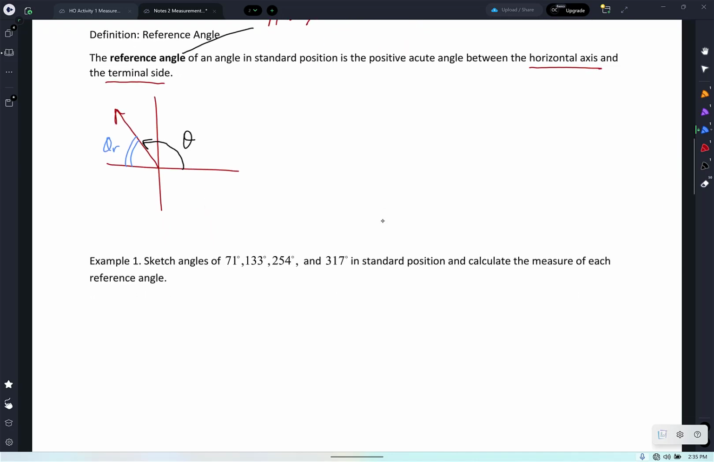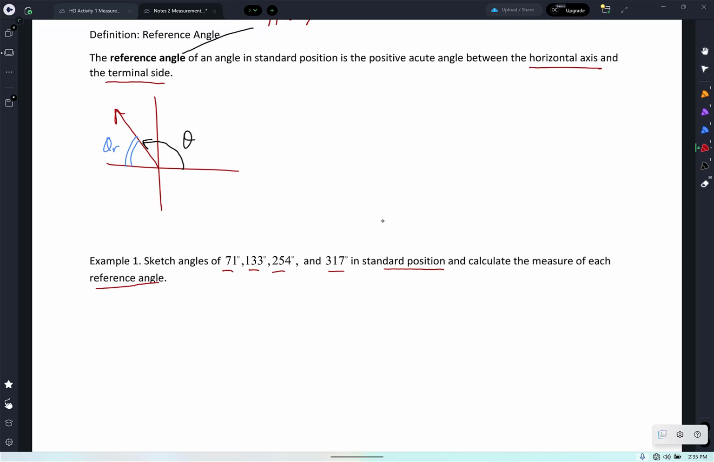You guys ready? We're going to go slow, don't worry. And this is all well thought out. I know that you guys like degrees better, so I put degrees here. It says sketch angles 71, 133, 254, and 317 in standard position. That just means I want to see where it's at, and calculate the measure of each reference.